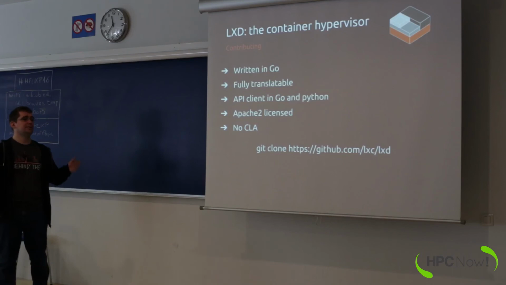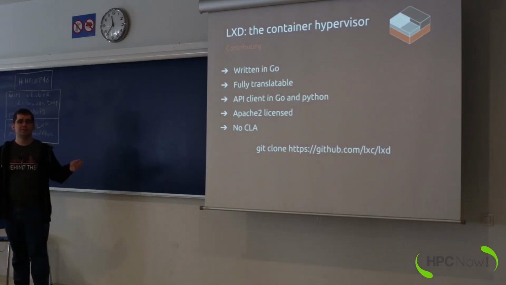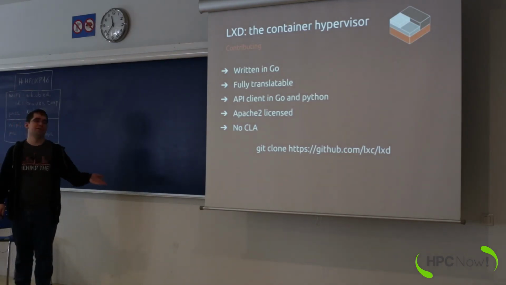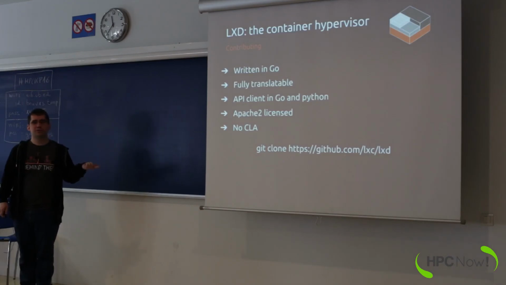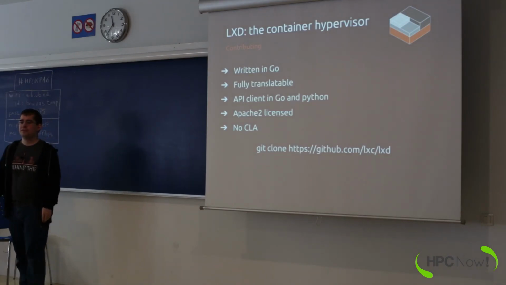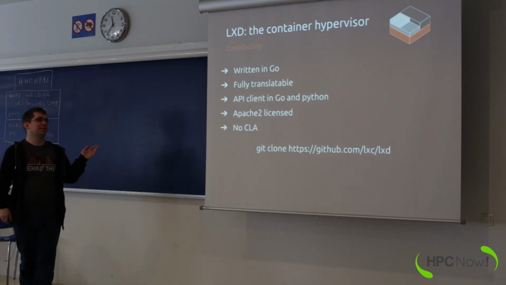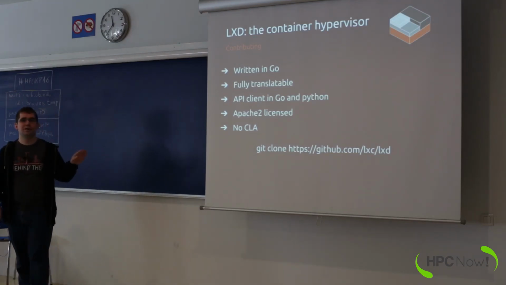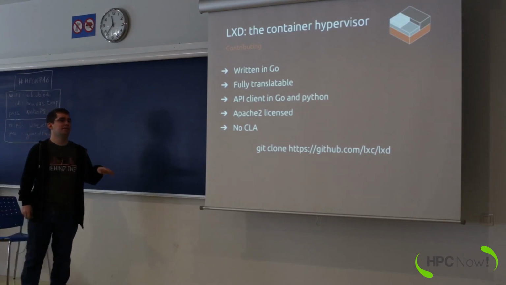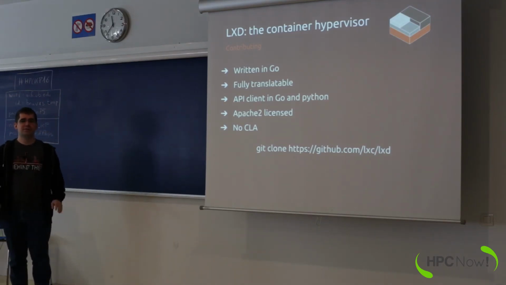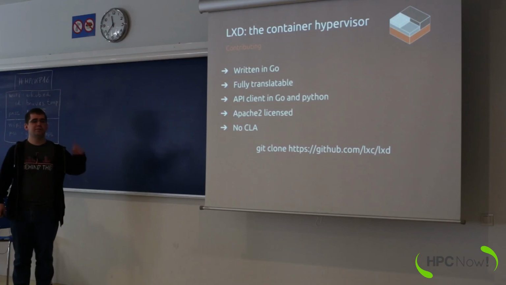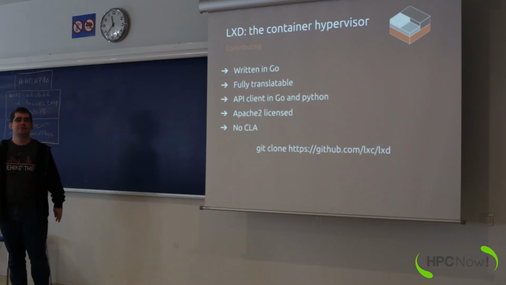Because our code is in Go, the command line tool is in Go, so we've got an API client in Go. But we also have that Python binding I mentioned that we're using for the OpenStack bits. LXD itself is Apache 2 licensed, and we do not require a signature of a CLA or any of that stuff. If you want to contribute, all you have to do is sign off with the DCO, the standard thing for contributing to projects related to the Linux kernel. That's it.